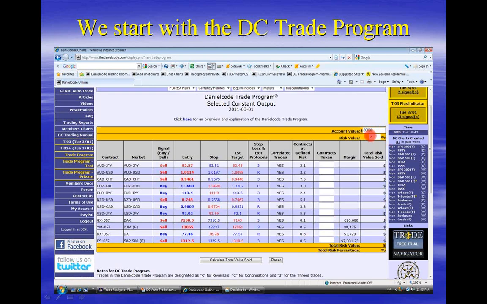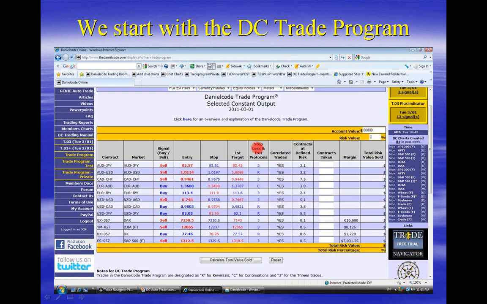Now, that may not sound a lot, but you'll see as we go on that we have a lot of signals at the Danielcode. This is quite different to most of the signals or systems you've seen. This program creates an average of perhaps 7 or 8 signals a day, of which about 3 or 4 are elected. So there's a lot of trading going on, and if you get a whole lot of those signals elected at once, that risk can multiply. So it's a little more aggressive than it looks.